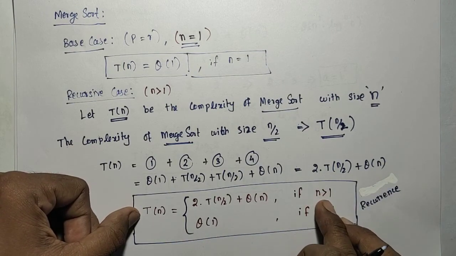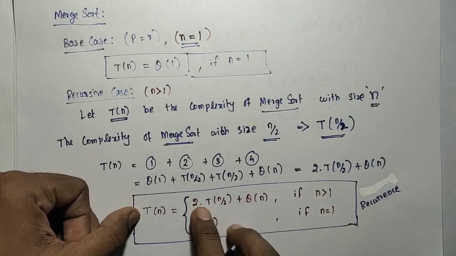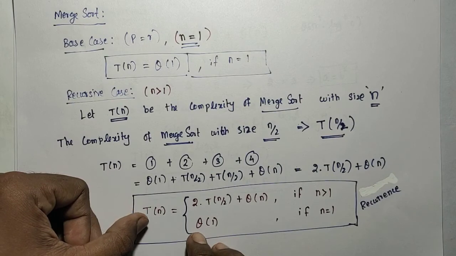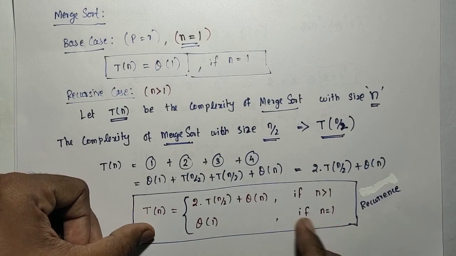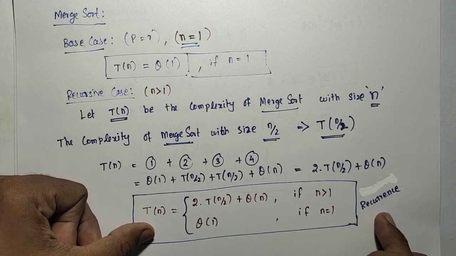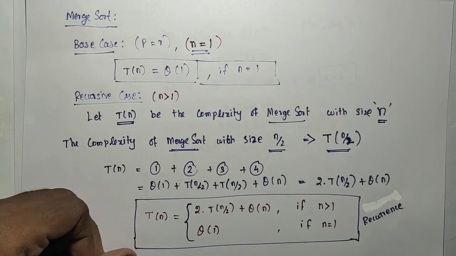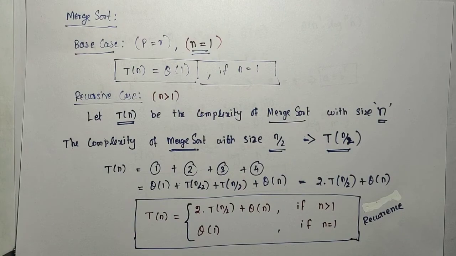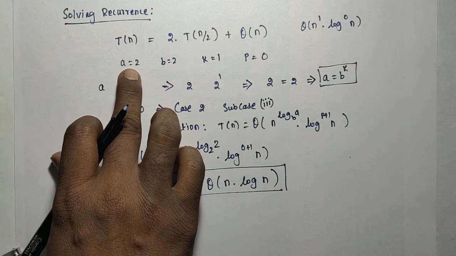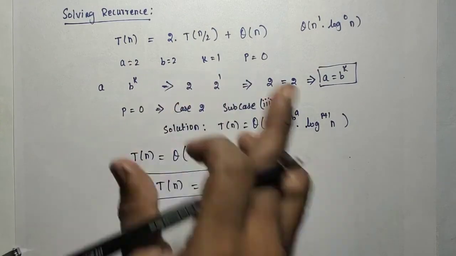So we can write the final complexity of merge sort in the two cases: n greater than 1 means T of n equal to 2 into T of n by 2 plus theta of n, and theta of 1 if n equal to 1. Here this is the unknown complexity. That unknown complexity is there means it will be considered as a recurrence. For solving the recurrence, we need to apply this method. That is, we have to find that a, b and k, p values.